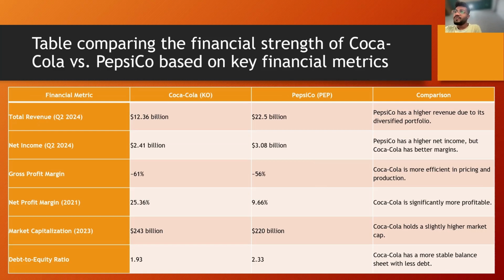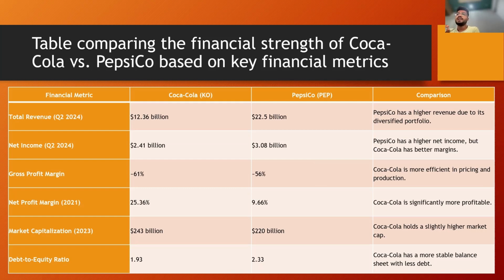Okay. So, revenue and net income. PepsiCo in quarter 2 2024 reported total revenue of $22.5 billion and net income of $3.8 billion, reflecting its diversified portfolio across beverages and snacks. Coca-Cola, in the same quarter, achieved total revenue of $12.36 billion and a net income of $2.41 billion, focusing primarily on beverages.